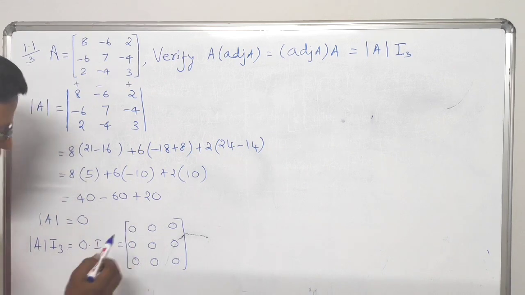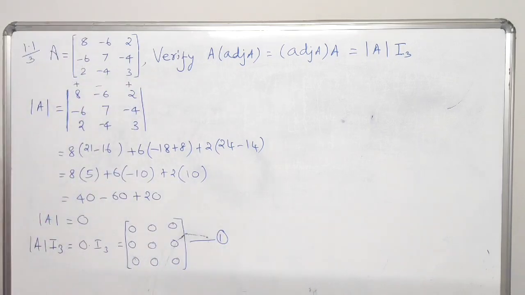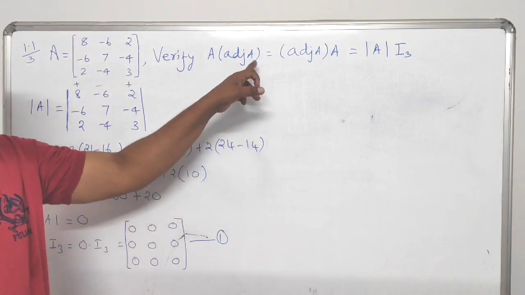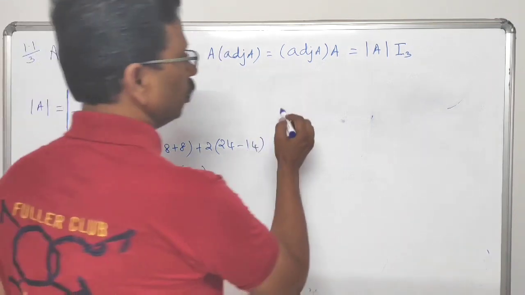This is the value of determinant A into I3. Now take this as equation number 1. Then after that we need to find adjoint A, because only then can we find the product A into adjoint A. Hence we can find adjoint A.